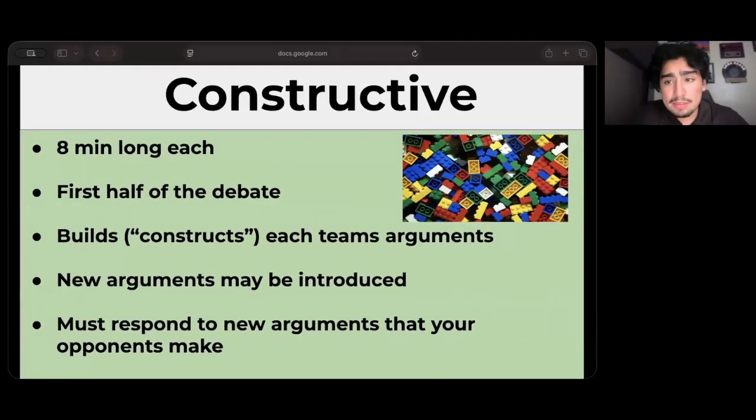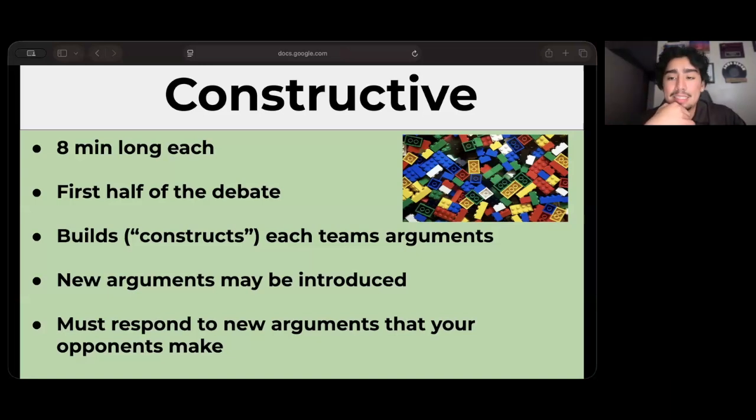So, constructives, they are 8 minutes long. They are the first half of the debate. I like to think of them as the Lego speeches because they build each team's arguments. The 1AC and 2AC, 1NC, 2NC are designed to be the introductory speeches to both sides' arguments and designed to advance the basic foundations so that the rebuttals are made to compare them and see whose side is better, who has the better evidence, why should one side win the debate over the other.